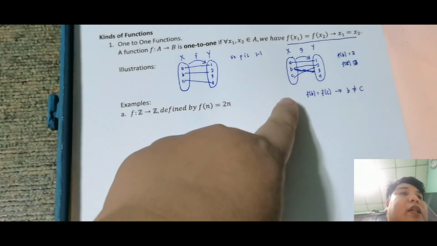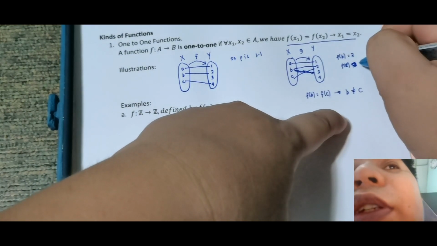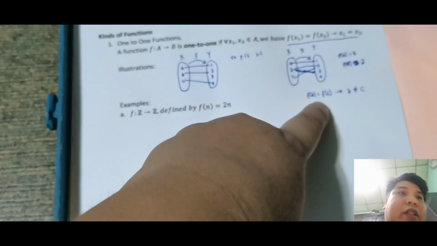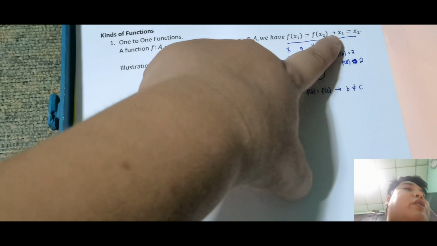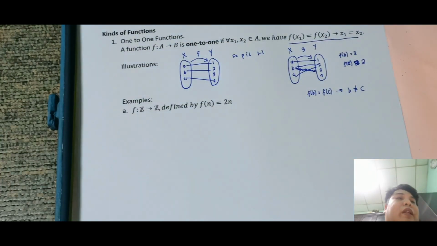Tama. So ulitin ko lang, si f of b is 2. Si f of c is 2 pa rin. So ayusin ko lang dito. 2 pa rin yan. Tapos si f of b saka si f of c equal, implies x sub 1 is equal to x sub 2. Kaso si b saka si c hindi sila equal dun sa domain natin.